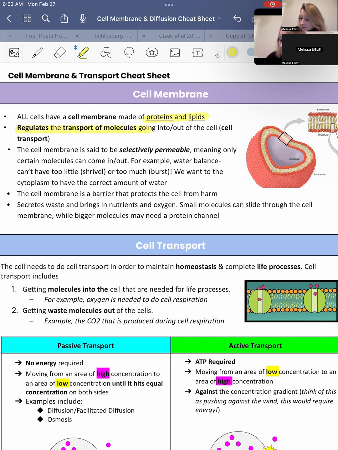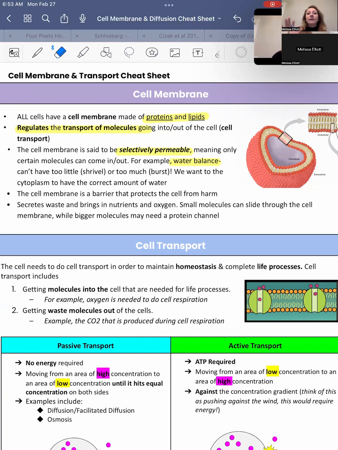The cell membrane is said to be selectively permeable, and that means that it's only going to let certain things in and out. It can't let everything in and everything out. It's going to control that, right? So for example, the cell wants to maintain water balance, right? It doesn't want to shrivel up and have too little inside of it, and it doesn't want to have too much water in its cytoplasm, which is that inner part of the cell right here. Okay, that's where that cytoplasm would be. And so it's going to send out water or bring in water to keep that nice balance of water.